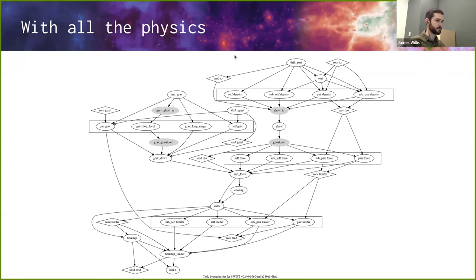This is from a real run in Swift. This is just showing all of the tasks involved with the dependency graph. It's more complicated, but it just shows, again, drifting the particles, computing the density, computing the force on each particle based on the density, and then also a series of gravity tasks, which again can run in parallel to the SPH, as long as all of their dependencies, of course, are satisfied.